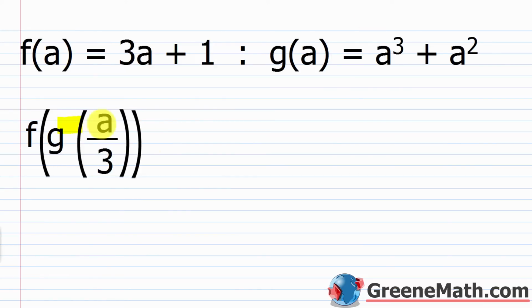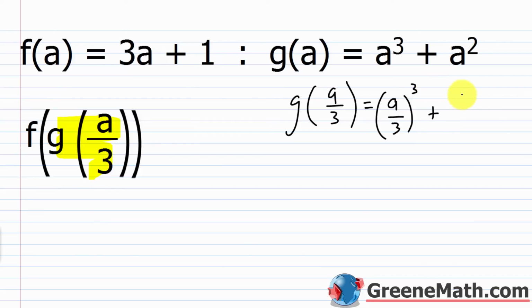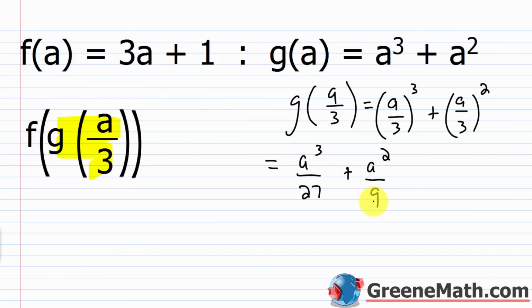I'm going to start with g of a over 3, and I'm going to find that. So g of a over 3, I'm just going to plug in a over 3 everywhere I see an a. So this would be equal to a over 3 cubed plus a over 3 squared. So what would that give me? This would be a cubed over 3 cubed, which is 27, plus a squared over 3 squared, which is 9. So I have a cubed over 27 plus a squared over 9.